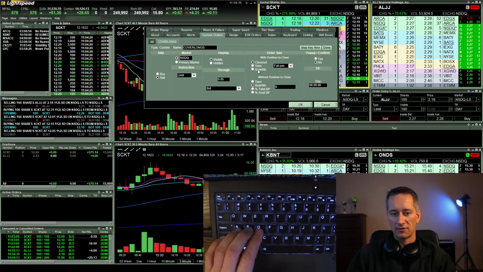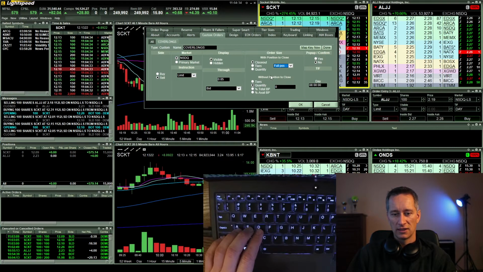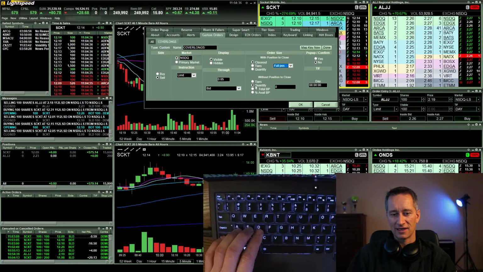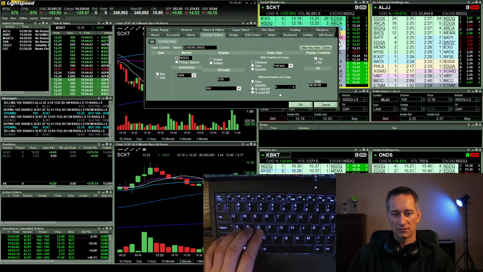But over here now I have closeout, you see? So I'm closing out a full position. I have different options here, but I'm closing out full position without position to close. So nothing is left. I'm closing everything I have on the stock. That leaves nothing after I closed out the position.